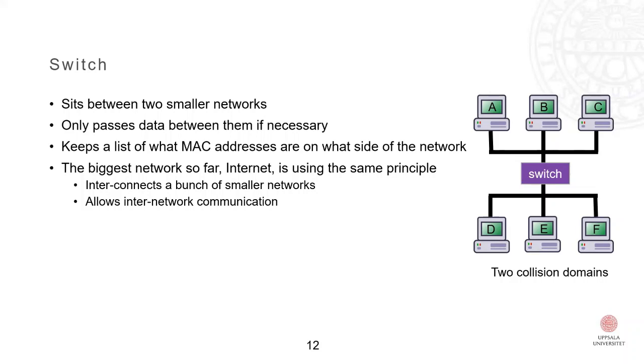So this principle is used also in bigger networks, for example, the whole internet. It means that we have connectors like switches all over the internet, but they are more powerful. They are usually called routers. Their role is to interconnect a bunch of smaller networks. So here you see, for example, we have two smaller networks that are connected to each other using a switch. The same principle is used for connecting other bigger networks as well, which allows inter-network communication without collision.